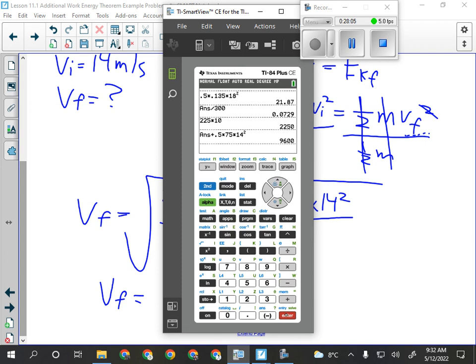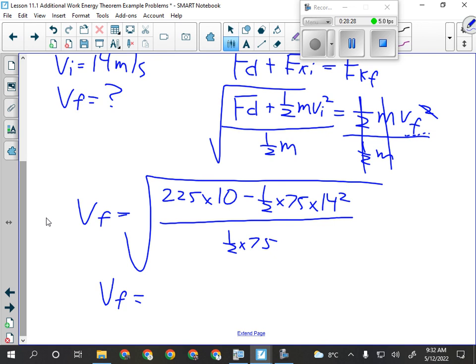Okay, and then I'm going to divide that by 0.5 times 75. And I'm making sure to put that in brackets so it's dividing by that in total. All right, now I've got to take the square root of that. Should be 16, yeah? All right, so 16 meters per second. I know a few people got that answer, so give yourself a pat on the back.